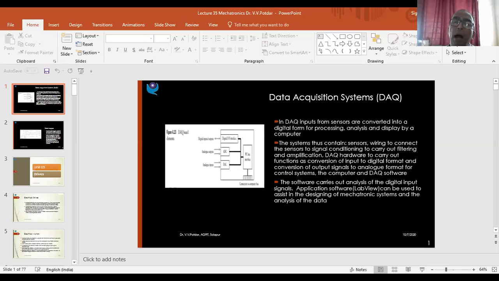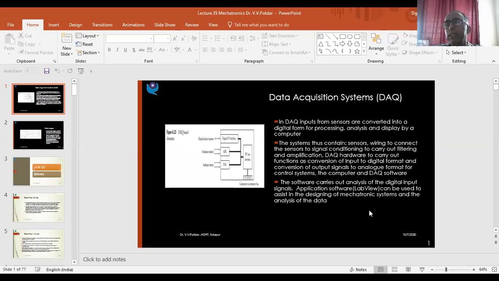So DAQ hardware is used to carry out functions such as conversion of input to digital format and conversion of output signals. See, this is also important. It is not just getting the data from the sensors and transducers, processing it and converting it, but after it is processed, whatever control signals or actuating signals I want to generate, those output signals, if I'm using a microprocessor, a computer, or a microcontroller, could be in the form of digital signals.